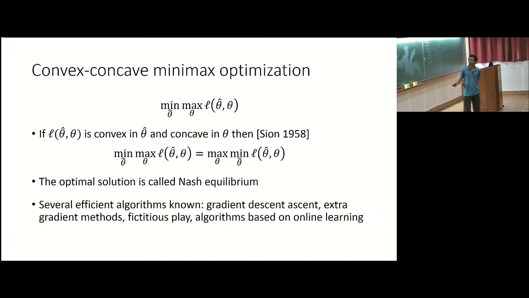And there are several efficient algorithms for this setting which query the gradients of the function L with respect to theta hat and with respect to theta, and then try to approximate this Nash equilibrium efficiently. Some popular algorithms include gradient descent ascent, extra gradient methods, and from the game theory literature, famous algorithms called fictitious play. There are also algorithms based on online learning. They are designed for different settings.